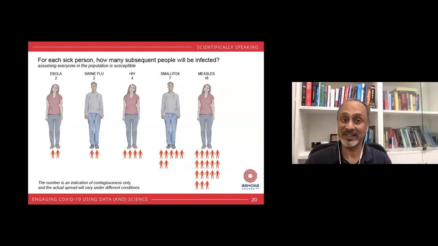And COVID-19 is not on that scale of measles, but it's somewhere around swine flu, let's say, around 2.4, 2.5. Wow, I would have guessed a much higher number for COVID-19, definitely.